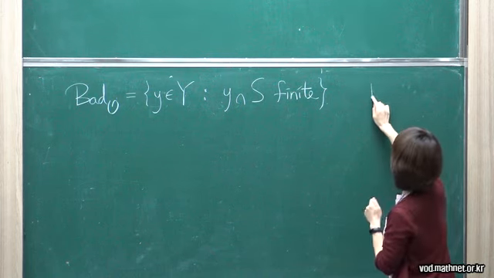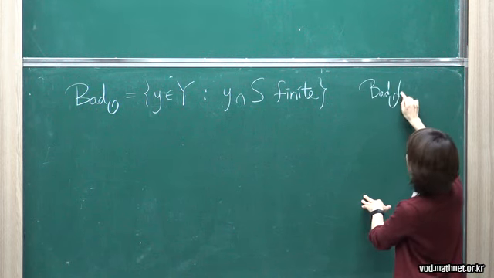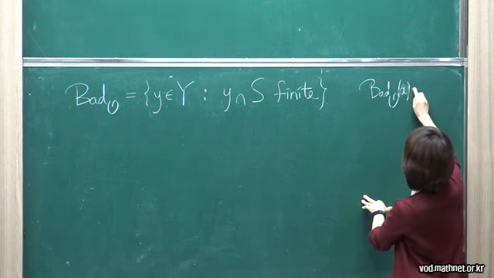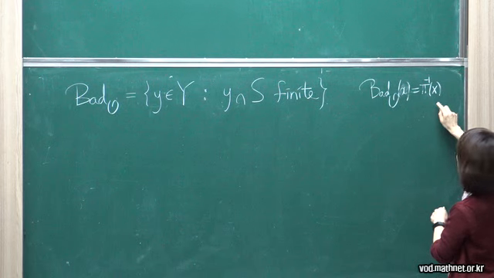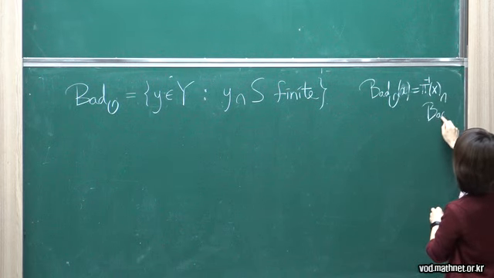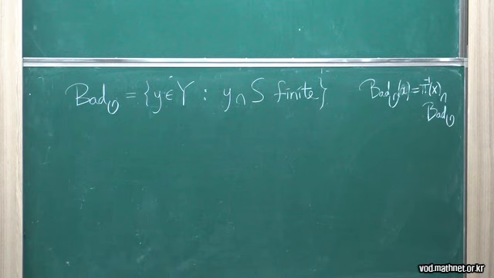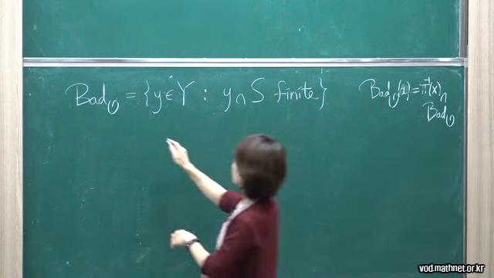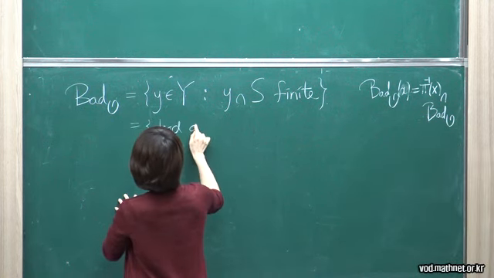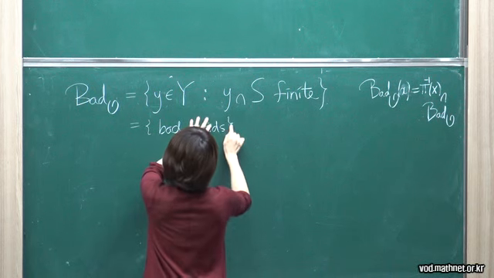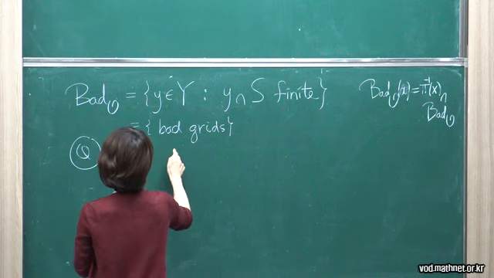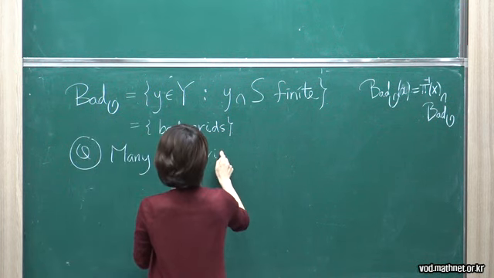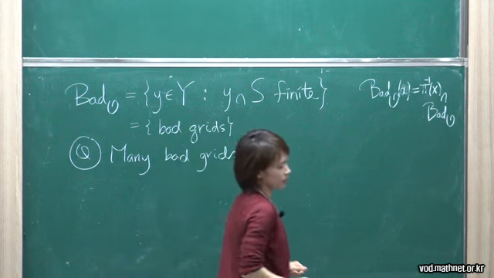In particular, let's also specify the base point. The ones that are in the fiber over X, let me call it Bad_O(X). So the question is whether we have many bad grids. We call these all bad grids. And the main question is, do we have many bad grids? This is the main question.